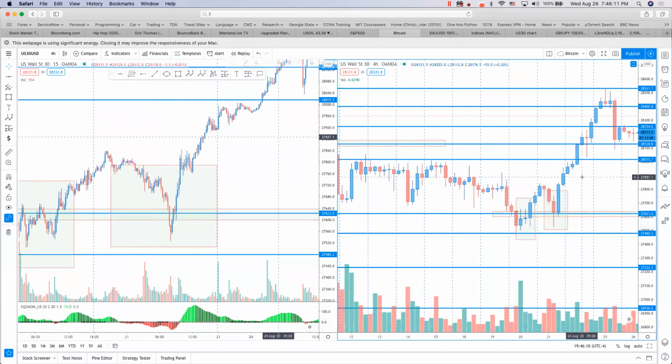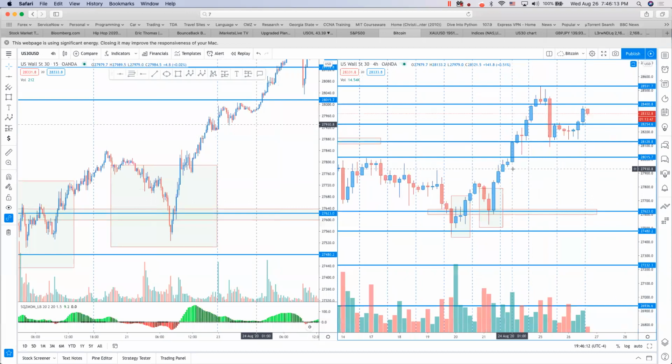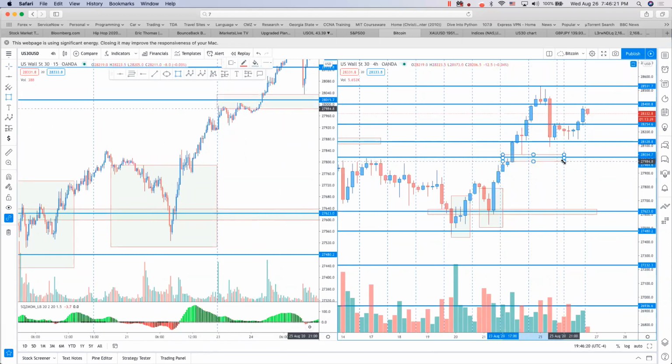If I'm looking at an area that's breaking, it's an area that broke. Looking at it from an area that broke, this area right here. And then we focus on these three candles.